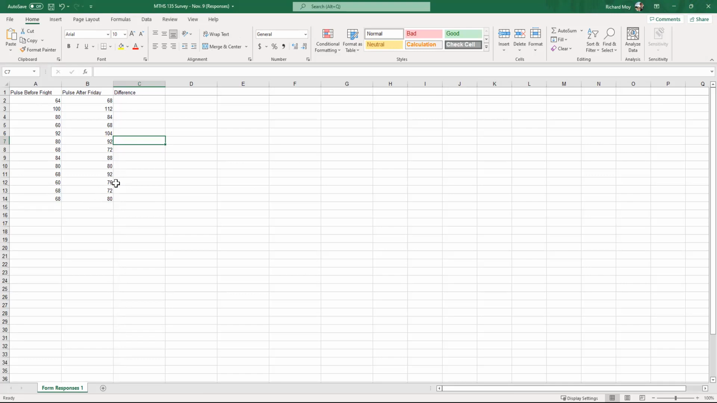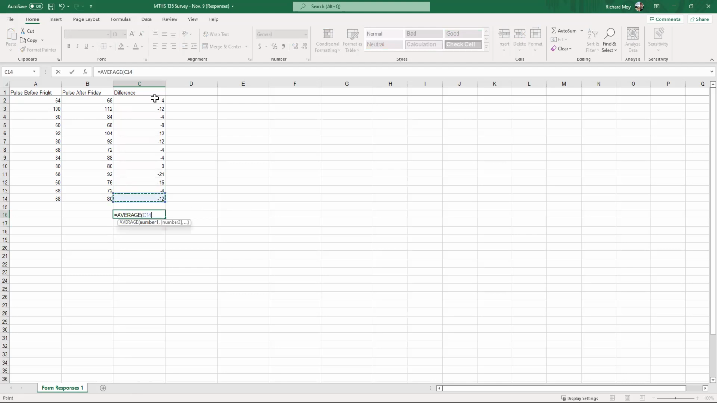But to perform this kind of hypothesis test, we first need to find the difference between their before pulse and their after. So you can type equals and click on their before pulse minus their after pulse and drag that down to find the difference. That is, what's their before minus their after. And a negative difference means that their pulse went up. And so we need to find the average of these differences. That's the average of them. We need to find the standard deviation of their differences.